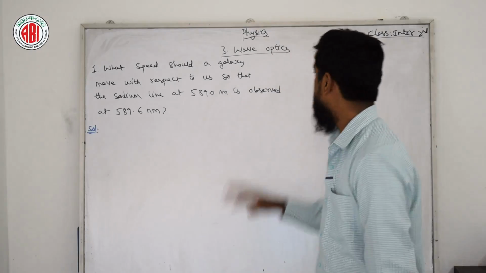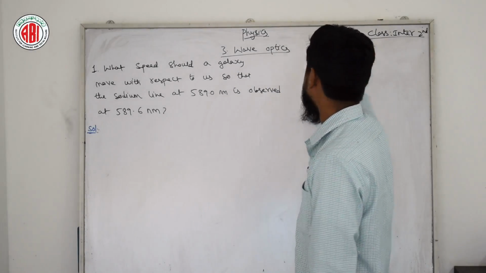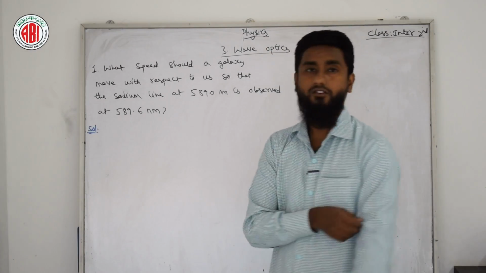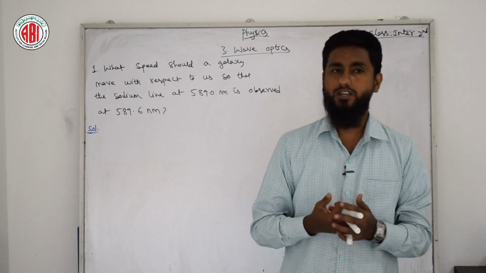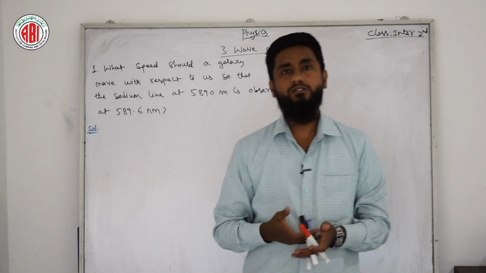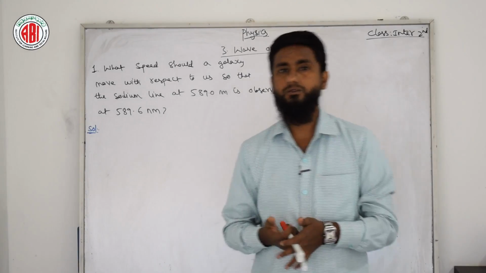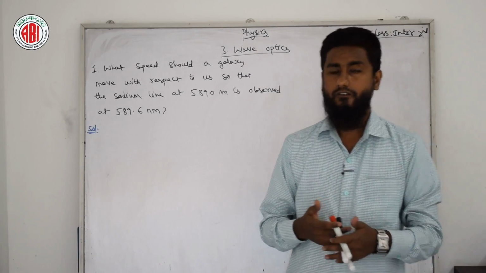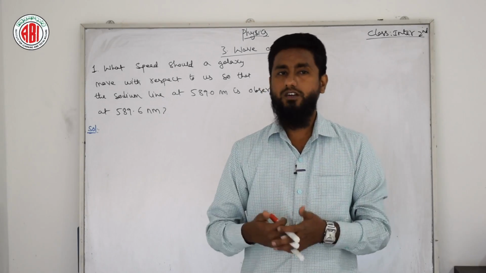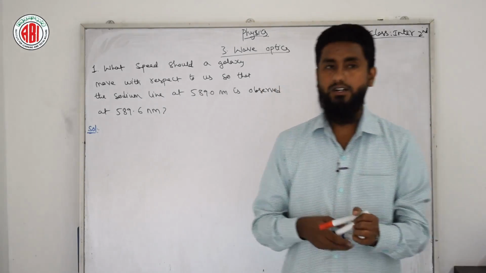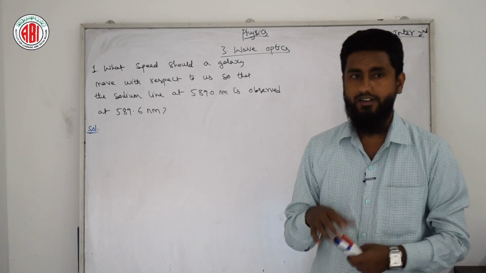Today we are learning our intermediate second year physics chapter number 3, wave optics. As you know, we have already done a few topics related to this chapter, and our last topic was Doppler effect, redshift and blue shift, and we have done the resolving power of eye also. Now it is time to work out a problem on Doppler effect itself.